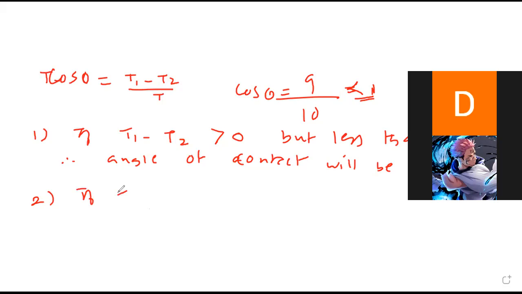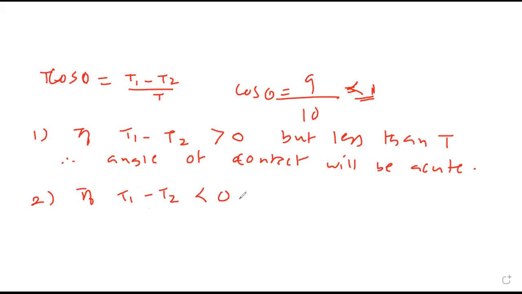If T1 minus T2 is less than 0, means negative, but less than T again. This is minus 9, negative, but less than the magnitude of the denominator.